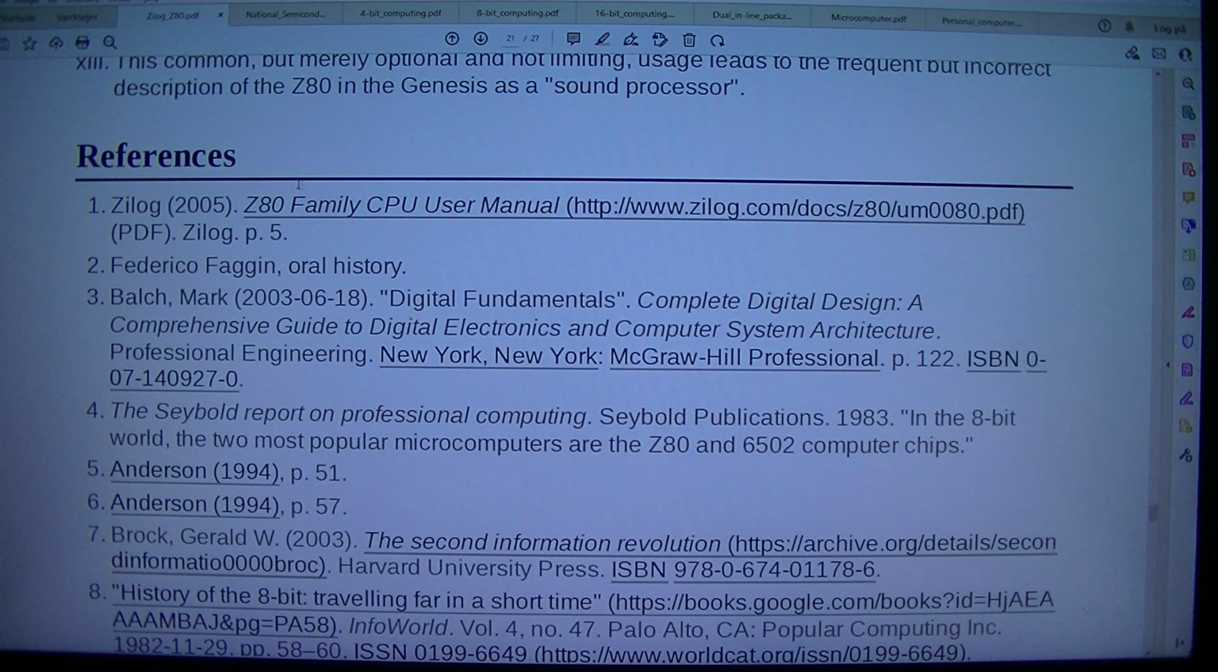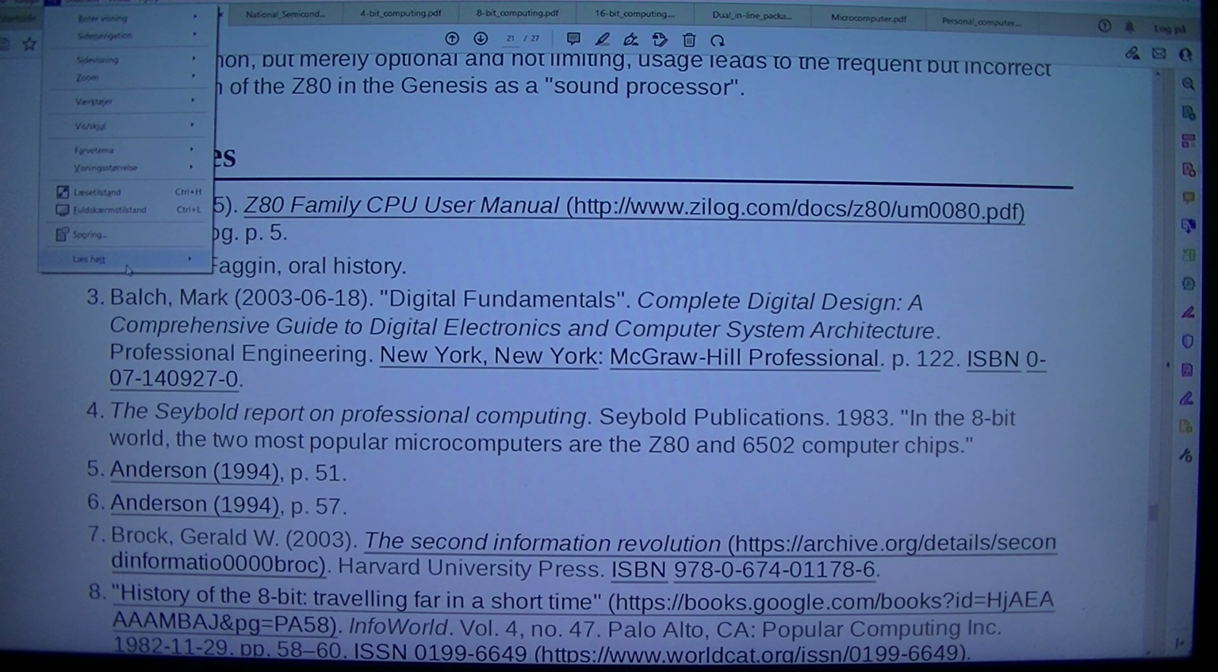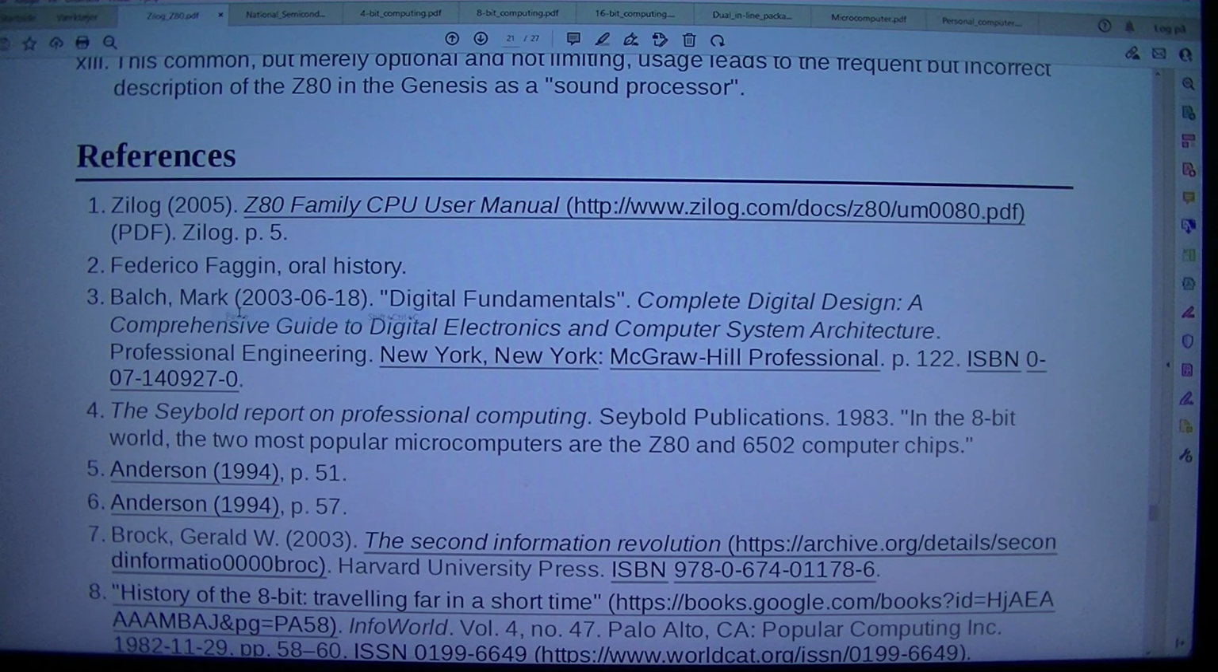References: 1. Zilog, 2005. Z80 family CPU user manual.